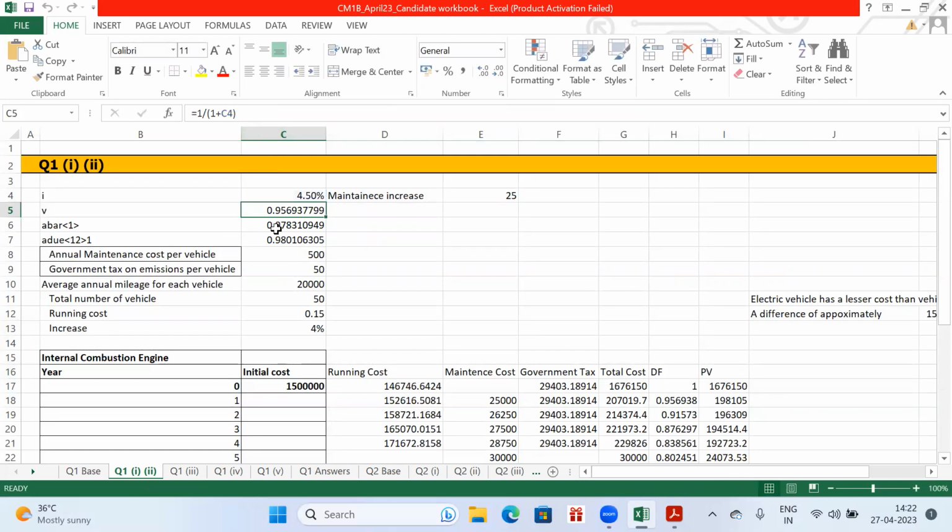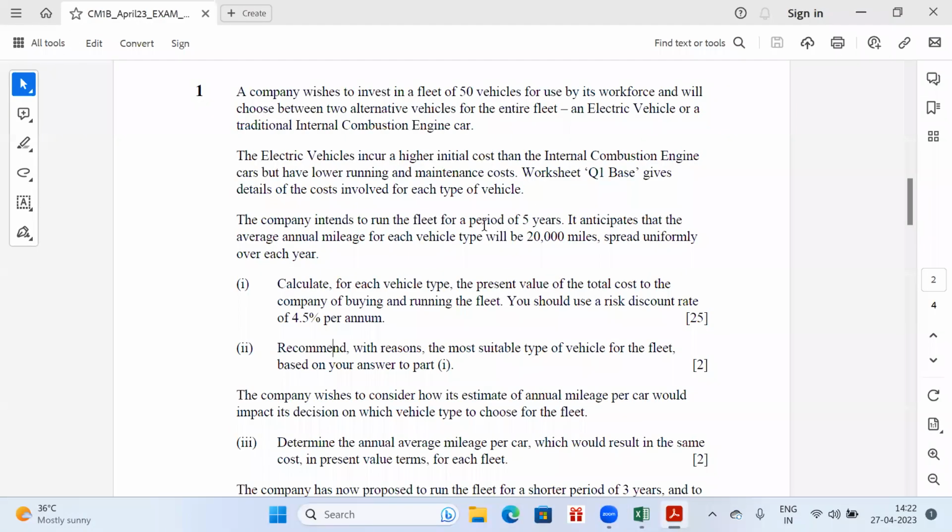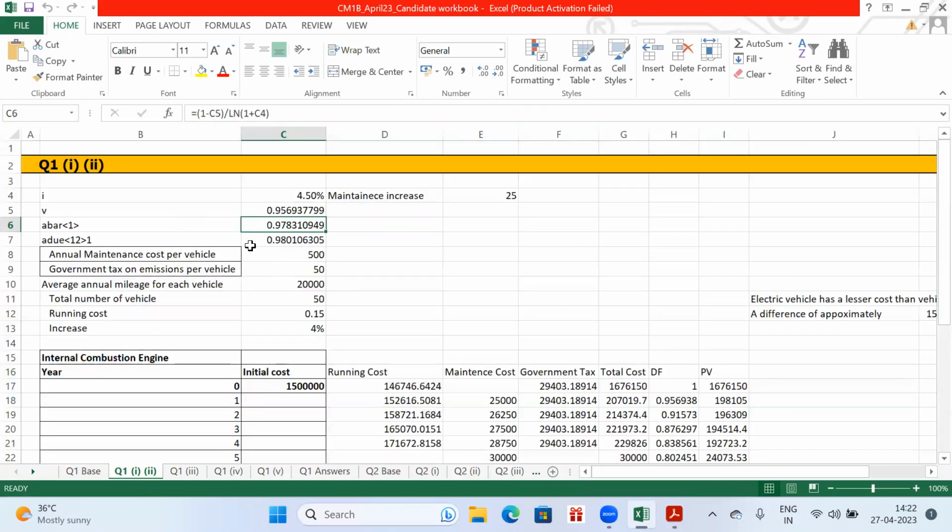Then since this vehicle average annual mileage will be spread uniformly over each year, we have assumed that this is continuous. Okay, so running cost to be continuous. So I have calculated a bar angle 1 for continuous values, which is 1 minus v, 1 minus v by ln 1 plus i, or 1 minus v by delta. Okay, this is a bar angle 1.